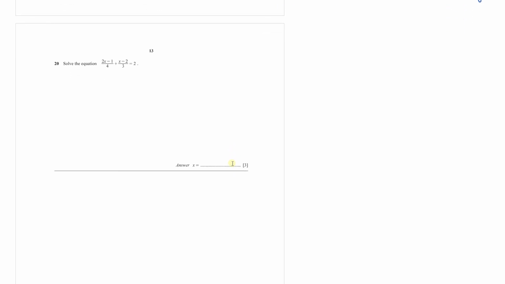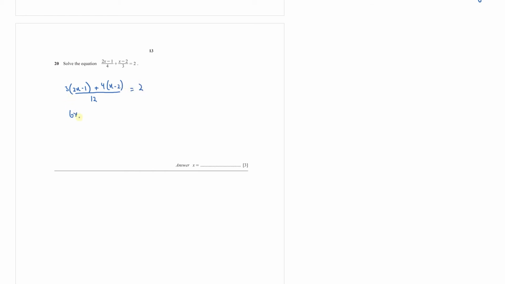So question 20 is you have to solve this equation and find the value of x. Since x is in both of these fractions, I can calculate the LCM, which will be 12. Since I multiplied the denominator 4 here with 3 to get 12, I'll have to multiply by 3 in the numerator as well. So I get 3 into 2x minus 1, and then plus, I multiplied 4 with 3 to get the denominator to 12. So I have to multiply 4 in the numerator as well. So 4 into x minus 2 equals 2.